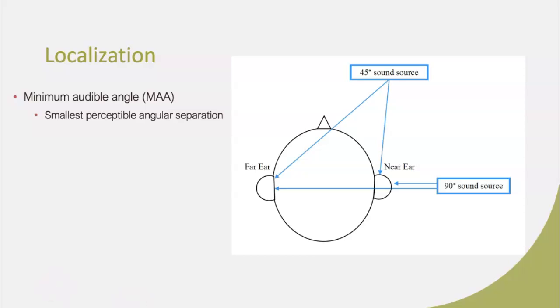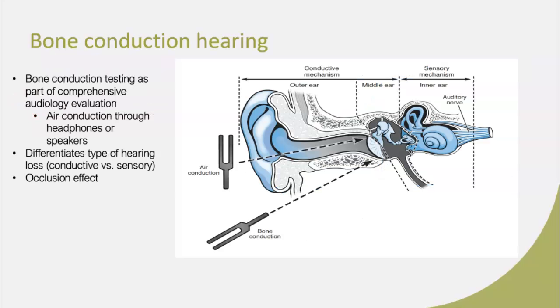One other concept that I want to go over is the minimum audible angle. It's essentially the smallest angle that you can detect if a sound was coming from right here versus right here. So it's called the minimum audible angle. Pretty easy concept.